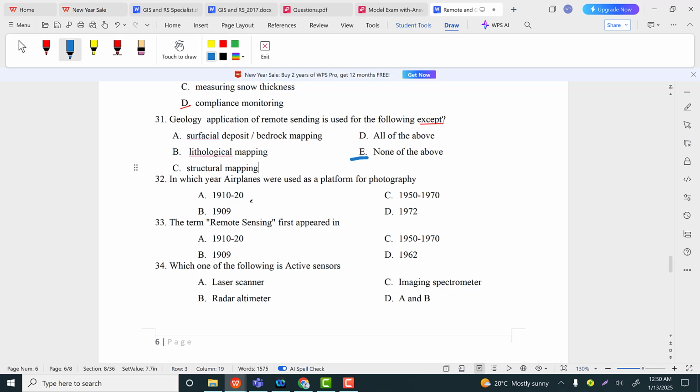A. 1910 to 1920. B. 1909. C. 1950 to 1970. D. 1972. So the answer is simply A.